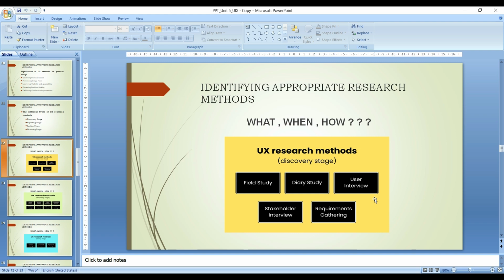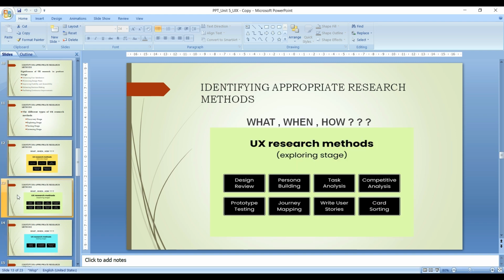So all these come under the discovery stage. At the end of the discovery stage, we will have an idea to develop a particular design. We must have an idea: okay, this is what we are going to do, this is what we are going to design. This is the primary thing, and this is going to be the conclusion. Like that, we have to have a mindset. Then only we can go into the next stage, which is called the exploring stage.